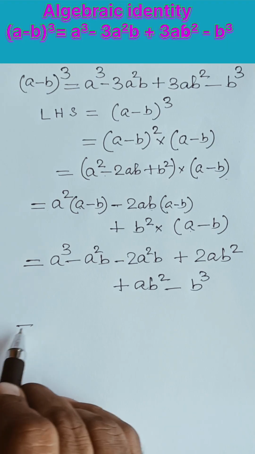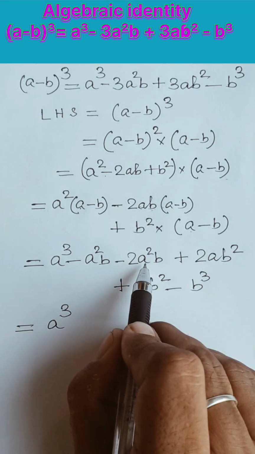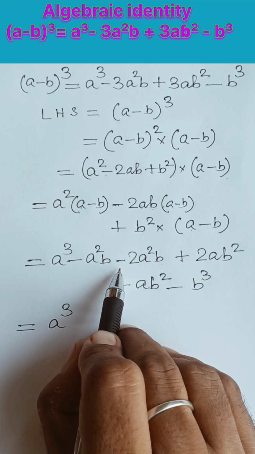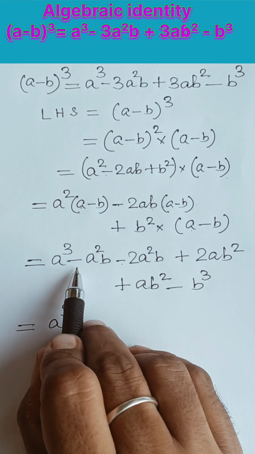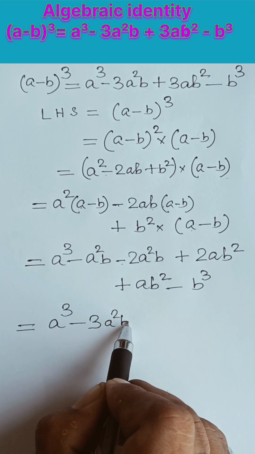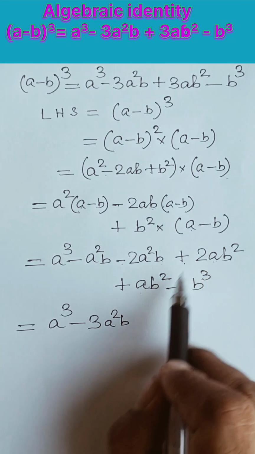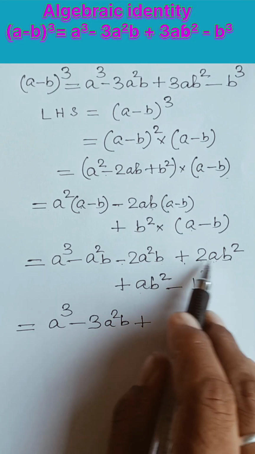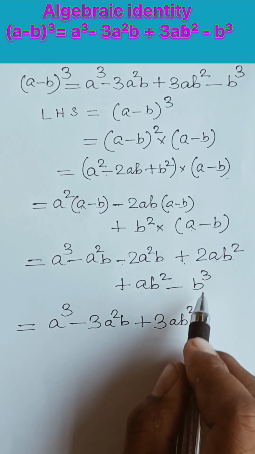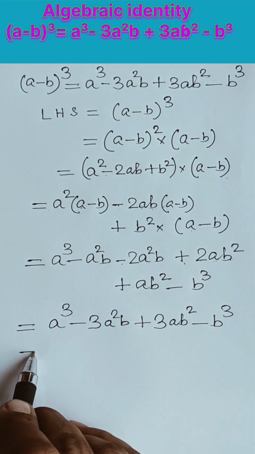If we simplify further, I'll get a³ as the single term. Now a²b, these are like terms, so we can simplify: minus 2a²b minus a²b, that will give you minus 3a²b, right? Now ab² terms are like terms, both are plus, so plus 2ab² plus 1ab², that will give me 3ab², and the last term is minus b³. This is nothing but my right hand side.